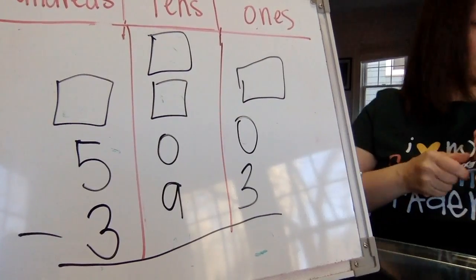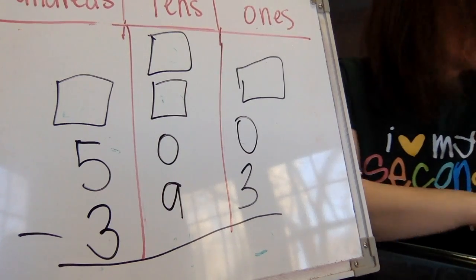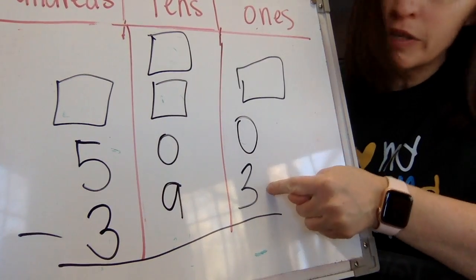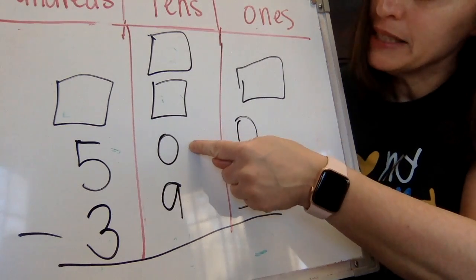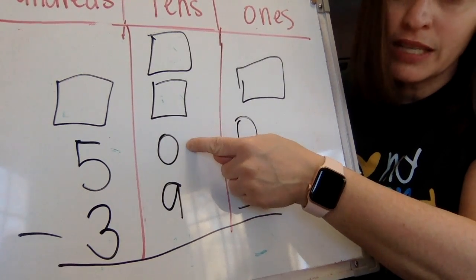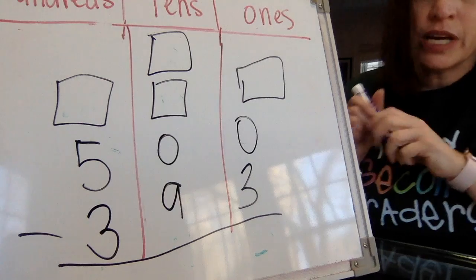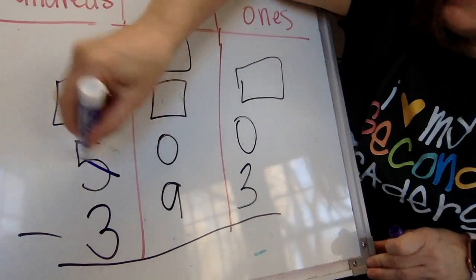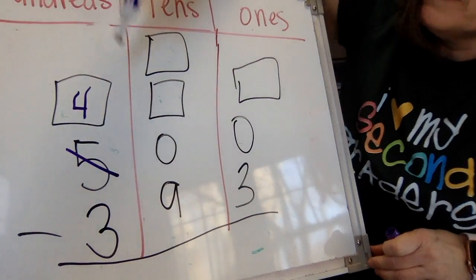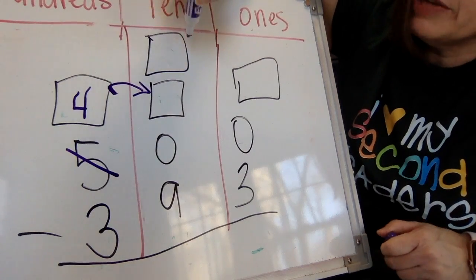Okay, so let's start over again. I don't know how to do 0 minus 3 yet, so I need to come to my tens to borrow 1. There's nothing in the tens, so I have to go all the way over to the hundreds to get 1 to begin. So I'm going to cross off that 5 and make it a 4. And I'm going to bring that 100 over.